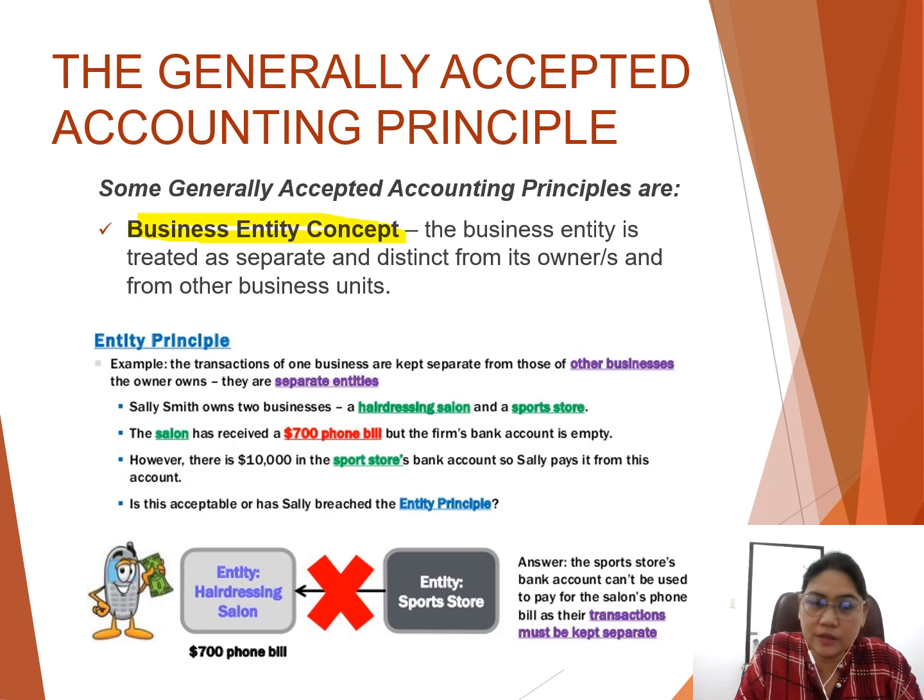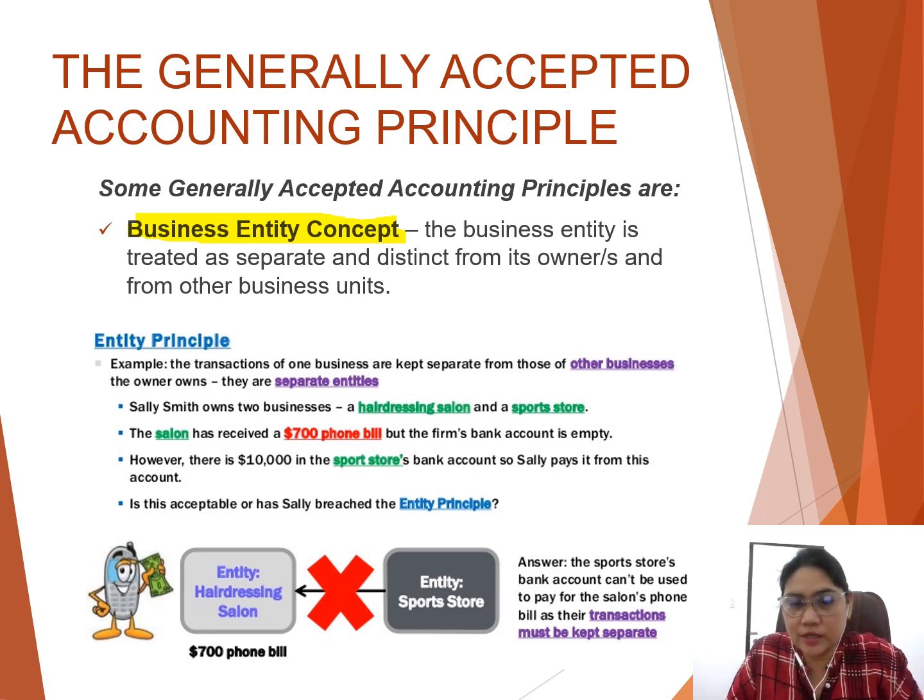Ano bang ibig sabihin ng business entity concept? So, ang ibig sabihin nito, ang business entity is treated as a separate and distinct person or individual from its owners and from other business units. So, ito yung example nito. So, the transactions of one business are kept separate from those of other businesses and owners, they are separate entities. For example, si Sally Smith daw, meron siyang dalawang businesses.